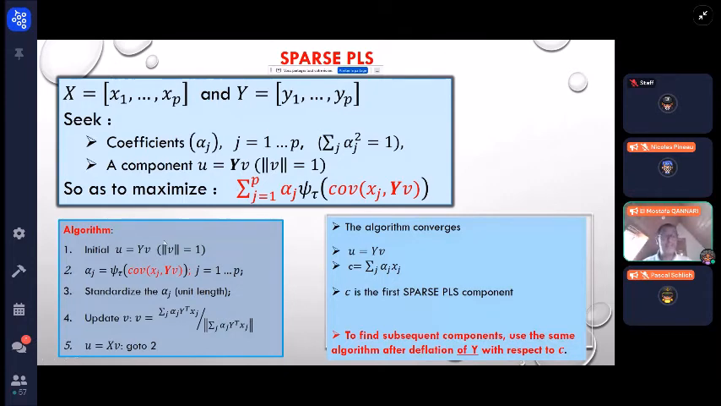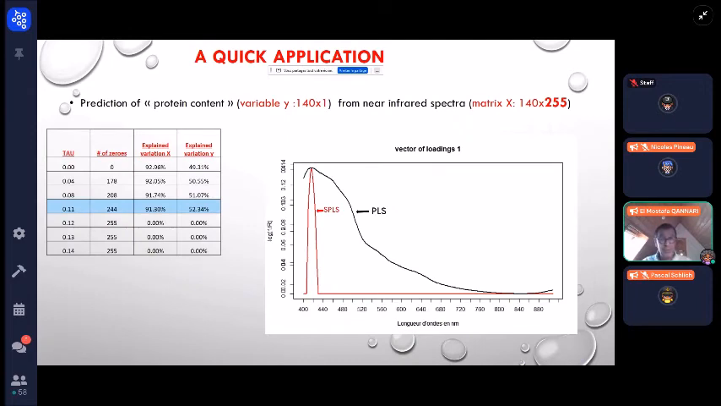Otherwise, the algorithm is exactly the same. It is exactly the same as the NIPALS algorithm. To find subsequent components, we use the same algorithm after deflation of y with respect to c. Here is a quick application.